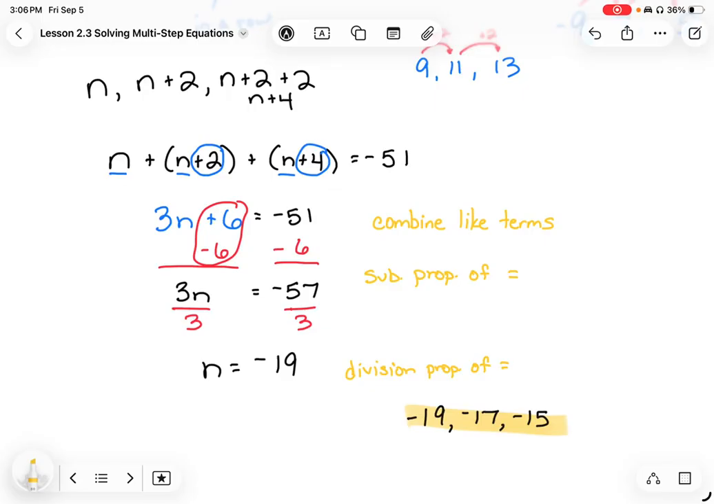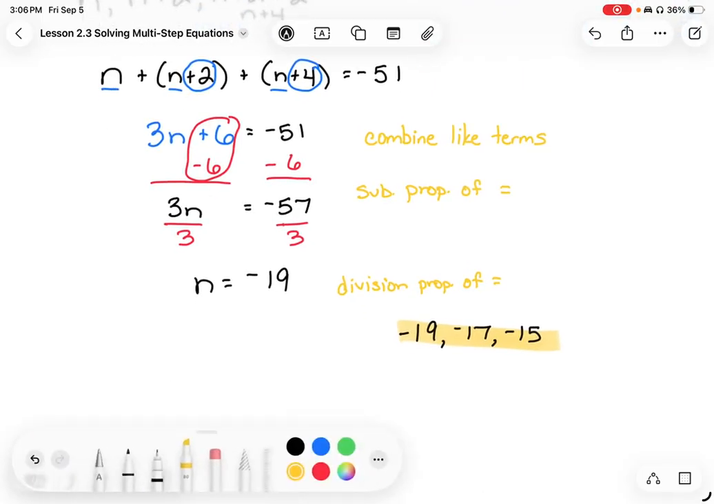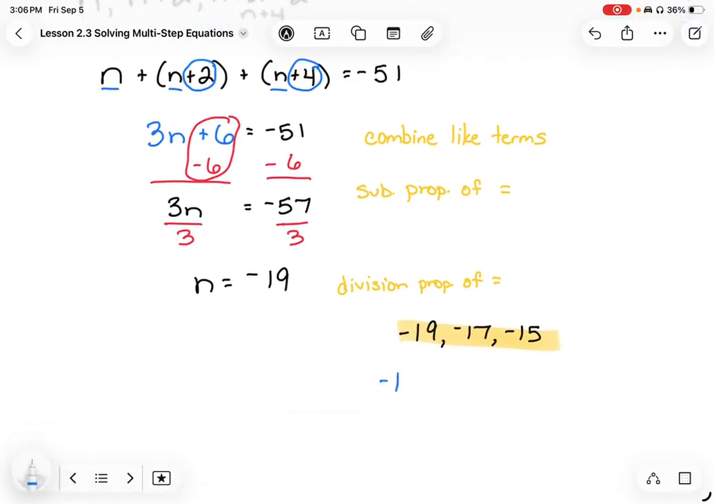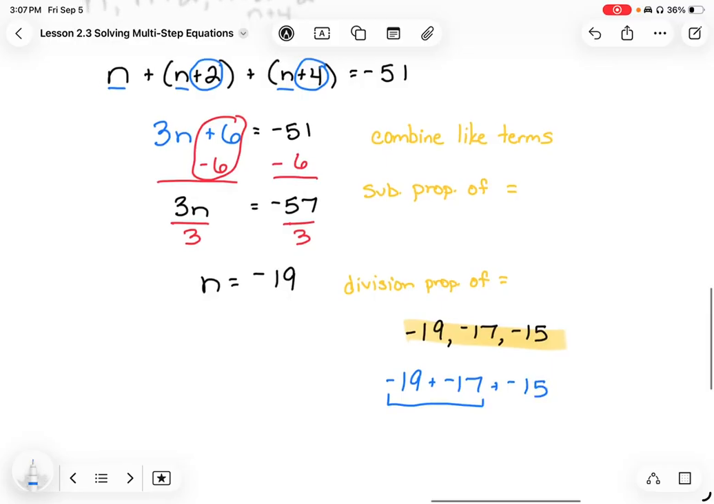And we can check and make sure these are really our 3 consecutive numbers by seeing if the sum is -51. If I add these 3 numbers together, do I get -51? Well, 19 and 17 is going to give me a total of 36. So negative 36. And negative 36 and negative 15 is in fact negative 51. So that's how we can check our work and say, yes, if I do add those together, the sum is in fact negative 51.